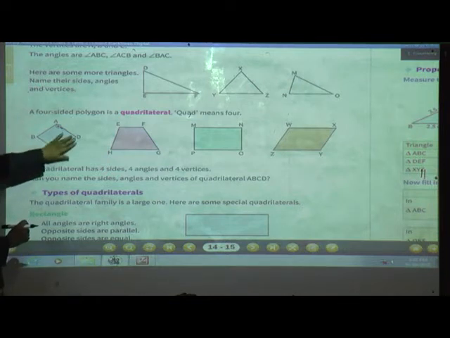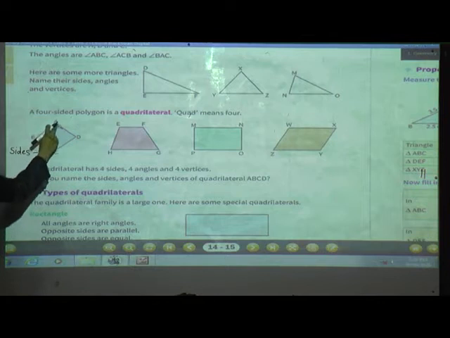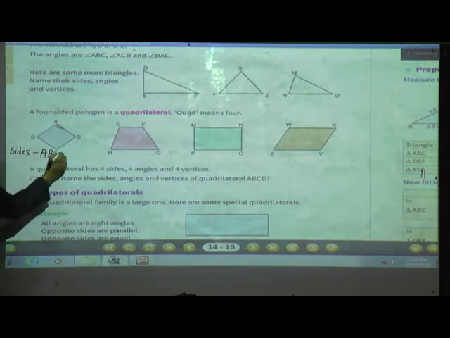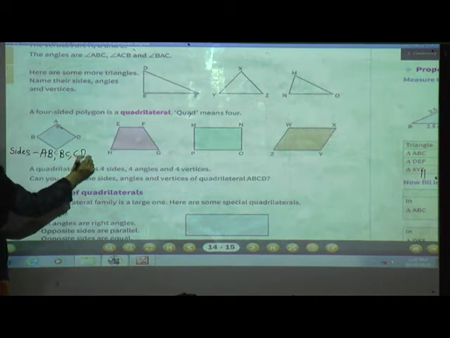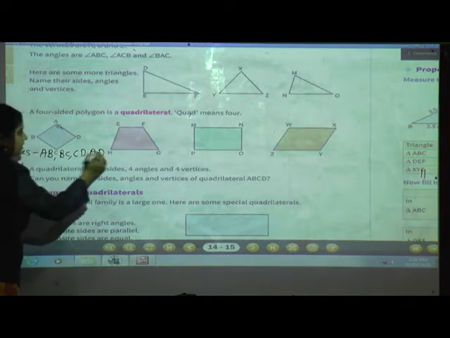Here is a quadrilateral ABCD. Here are the four sides. Which are they? Sides. Yes. Side AB, side BC, side CD, and last one, side DA.